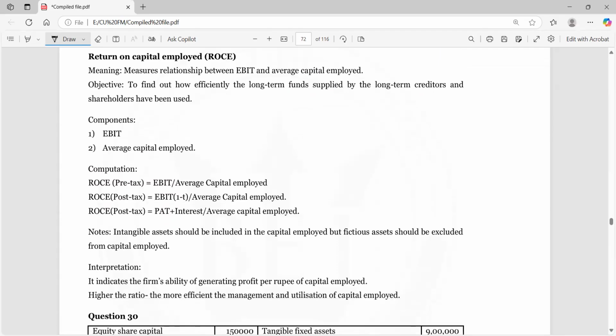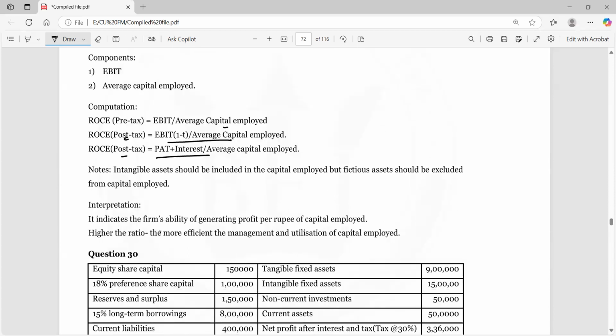Now listen, return on capital employed is similar to return on asset. The numerator depends upon the source from which we are generating capital. If it is only equity, we will take profit after tax. If it is both debt and equity, we will take EBIT. Clear? And same formula. Post-tax, you can use this or you can also use PAT plus interest.